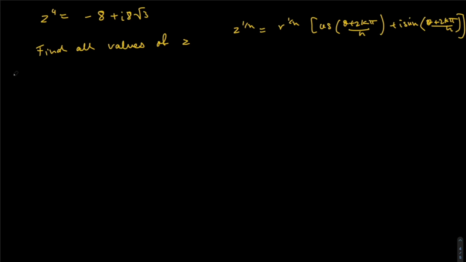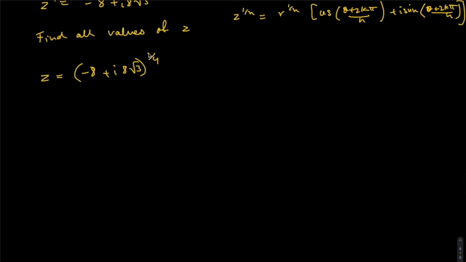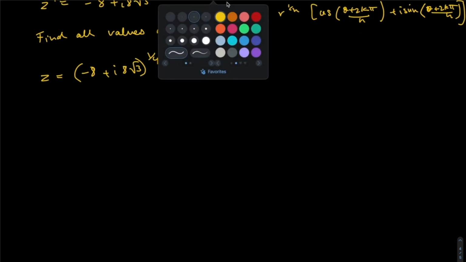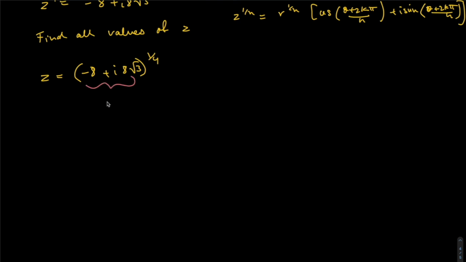So now if we have to find different roots, how do we find the value of z? We would basically raise the entire thing to the power 1 by 4. So we'd have z is equal to minus 8 plus i times 8 root 3 raised to the power 1 by 4. So now we have to find this. What we do is we first convert this part into polar form or Euler form, doesn't matter. This is the first step you want to do.